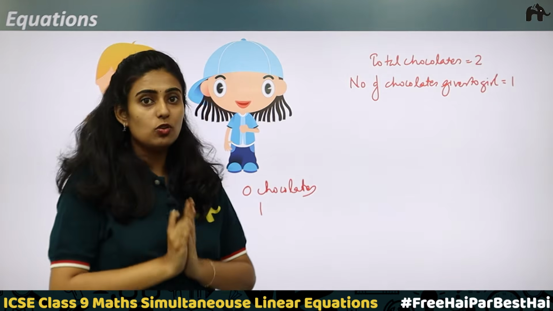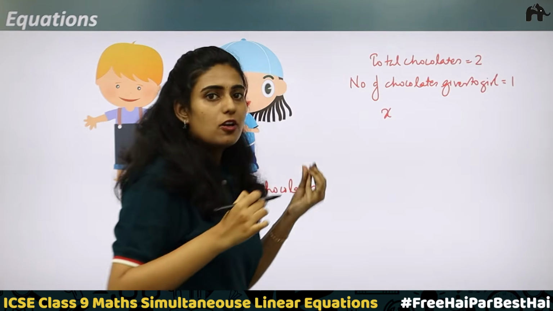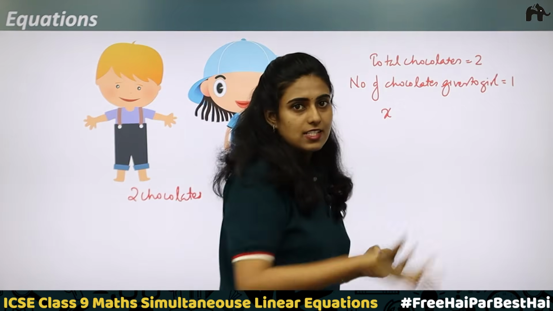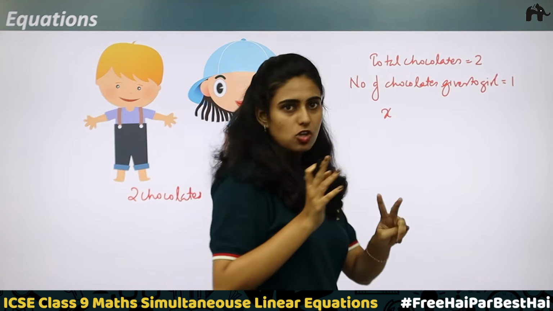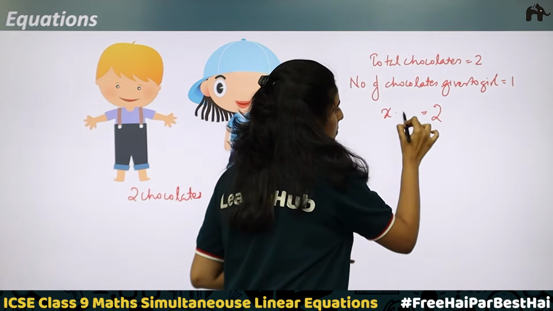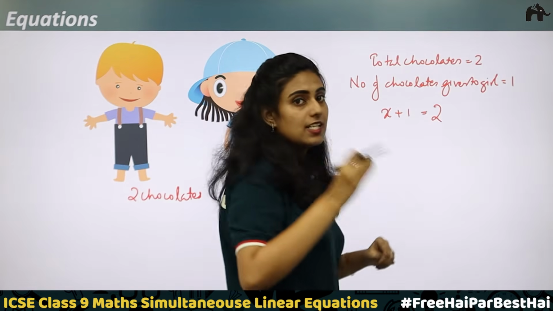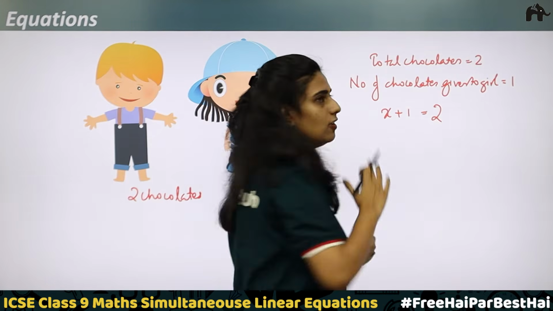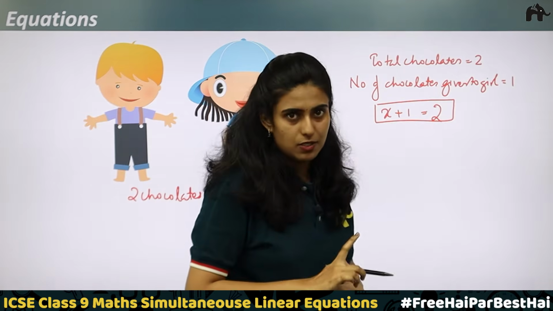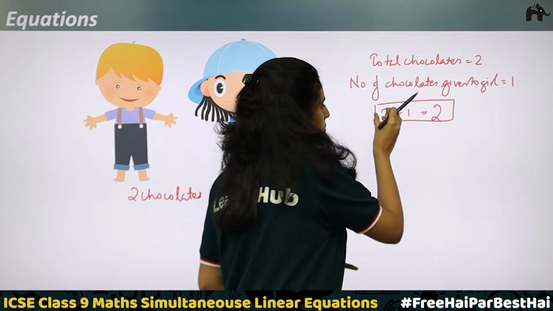How to find? We don't know the number of chocolates remaining. Let's say the number of chocolates remaining with the boy is x. 1 chocolate is given to the girl. Total, he had 2 chocolates, right? So, the number of chocolates given to girl is 1, and x is the number of chocolates that is remaining with the boy. You can find the value of x. So, this is an equation. This is a linear equation in one variable. This unknown quantity is the variable and we will be finding the value of it.